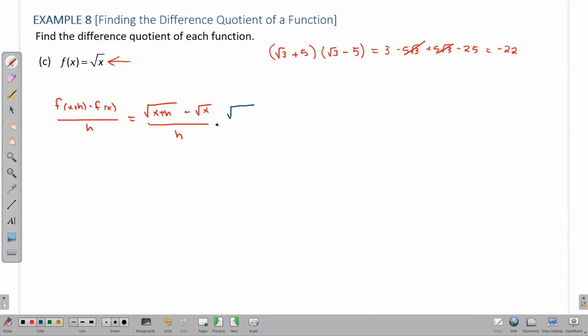So the conjugate here, the algebraic conjugate, would be square root of x plus h plus square root of x. Now, we can't just multiply by this because that would actually change the value of the expression. So we're going to have to do the same thing to the bottom so that what we're really multiplying by is 1. This expression really represents 1. So when we multiply it by this, it does not change the value.